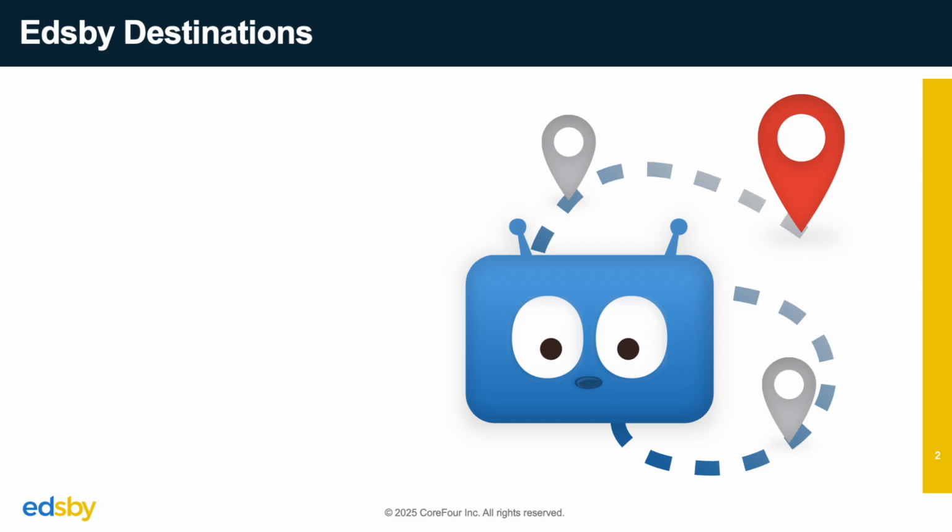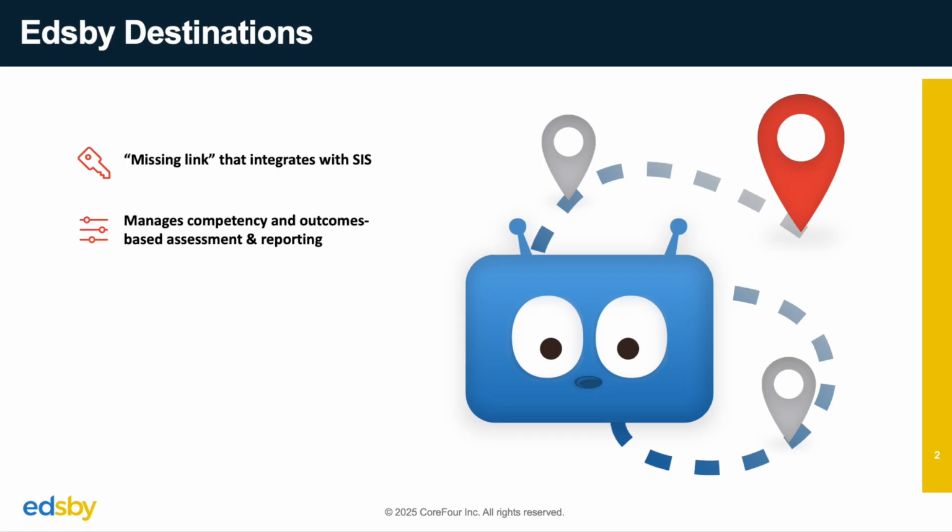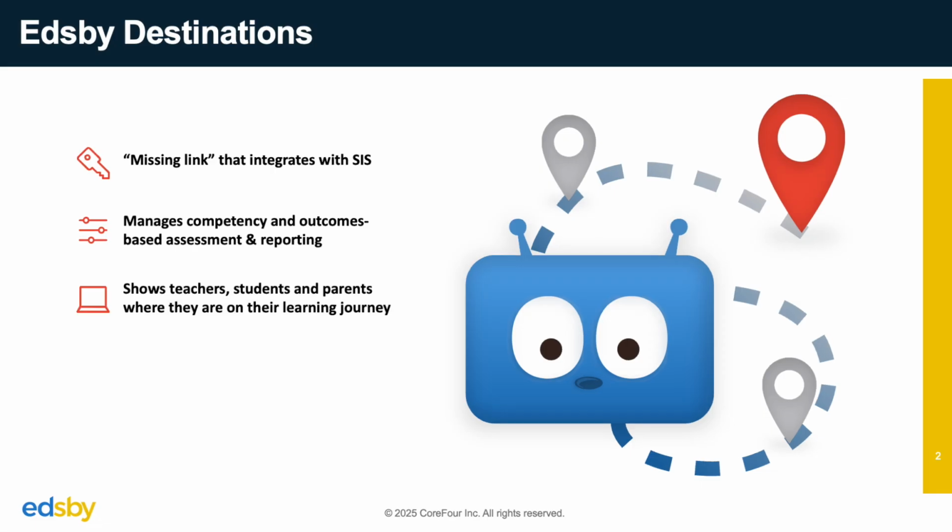Destinations is a new type of software system for K-12 schools and districts. It's the missing link that integrates with your existing district student information system and helps you manage competency-based and outcomes-based assessments and reporting against your local frameworks or standards. As you'll see, unlike other software, it shows teachers, students, and their parents exactly where each student is on their learning journey, where they need to go, and what steps they need to get there.